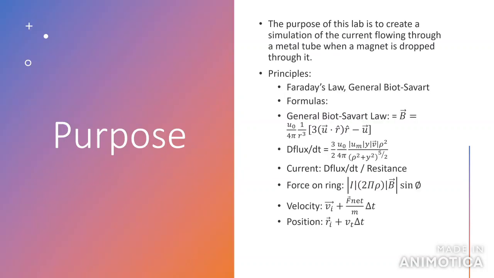So the purpose of this lab is to create a simulation of the current flowing through a metal tube when a magnet is dropped through it. I use several principles including Faraday's law, the general Biot-Savart law, and Newton's second law. Here are the formulas I used in my code to create the simulation.